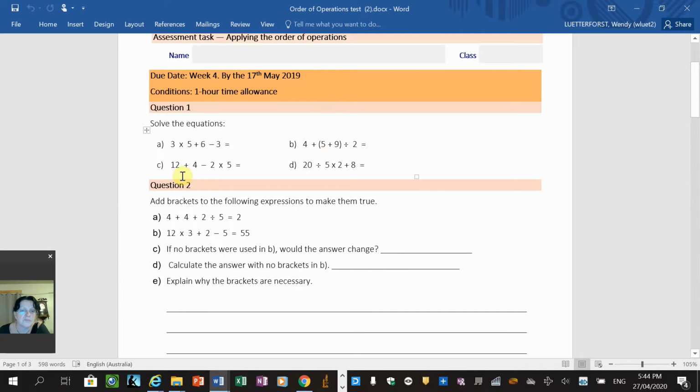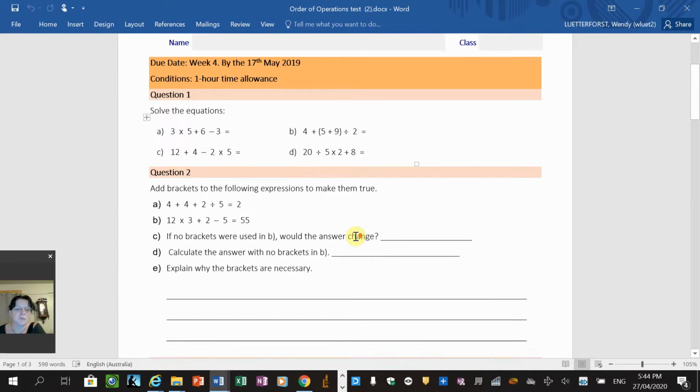This one here, brackets, 2 times 5, then your addition, you add 12, then you take away 4. Here we're going to do our division first, so 20 divided by 5, then multiplied by 2, then plus 8. And don't forget, pause me in between.